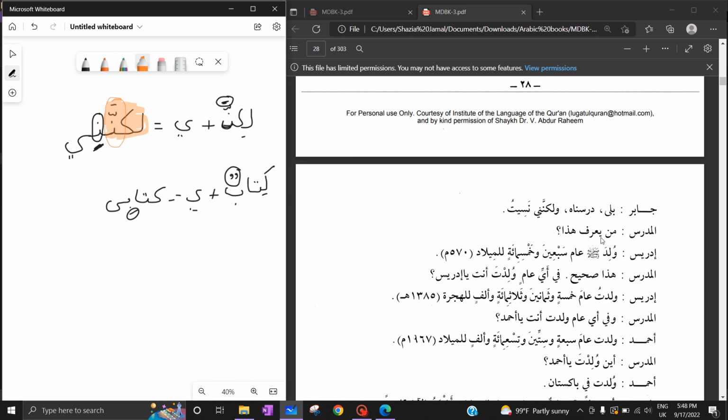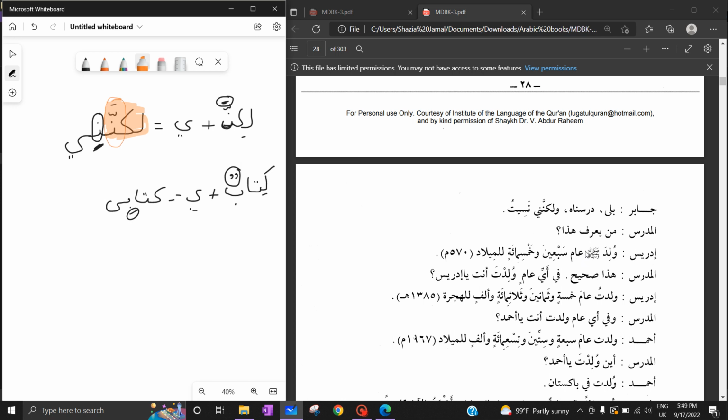The teacher says, man ya'raf haza? Who knows this? Idris says, wulida sallallahu alayhi wa sallam sab'ina wa khamsi mi'atin lil milad. Lil milad means birthday. The birthday is 570. Now am means year. Sab'ina. Wulida am.